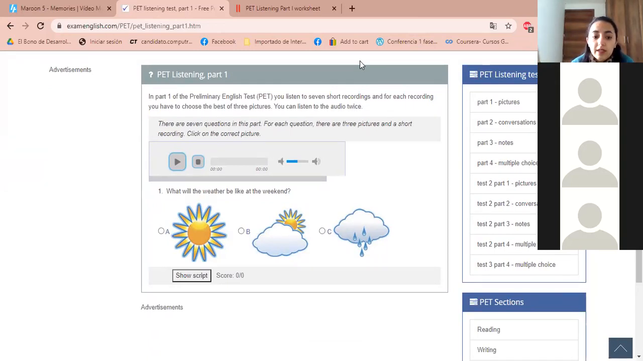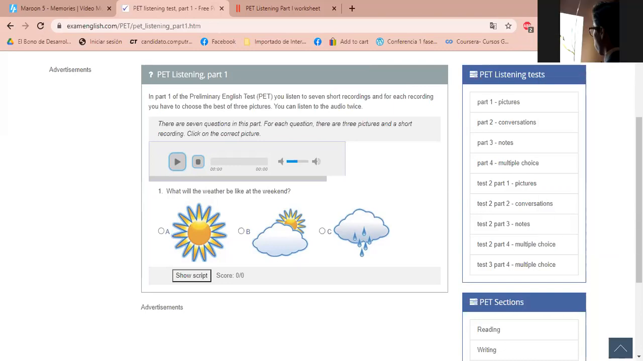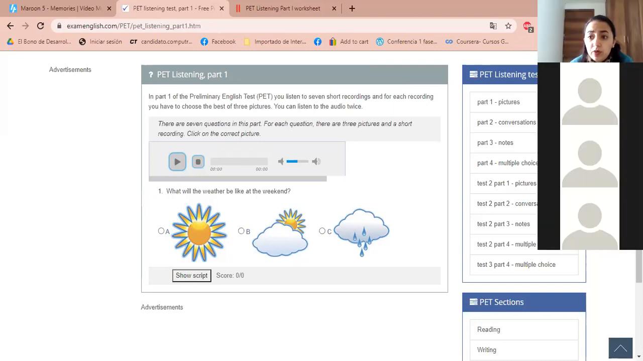In the first part, as I told you, how many questions are you going to have, or how many audios are you going to listen to? Asu, can you remember how many questions you are going to have in this part? 7 questions, teacher. 7 records. We're going to have 7 short records. And you have 3 different images according to this audio.